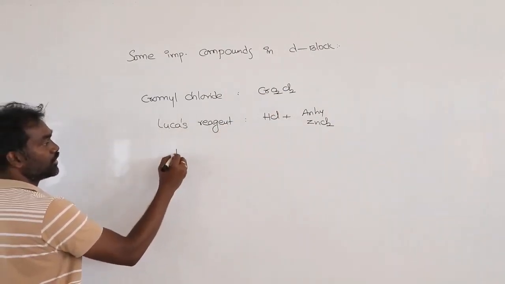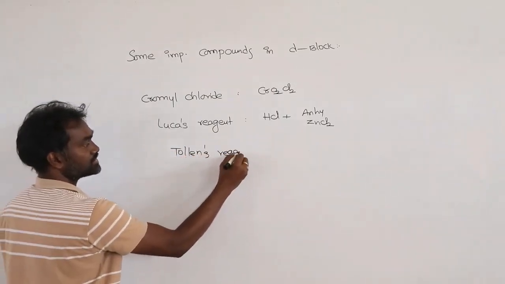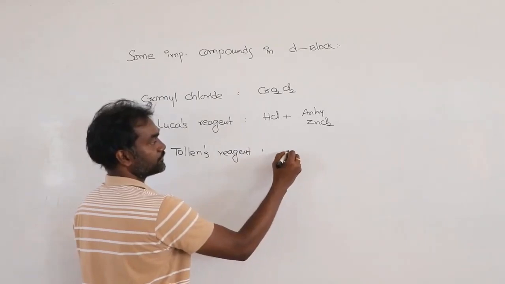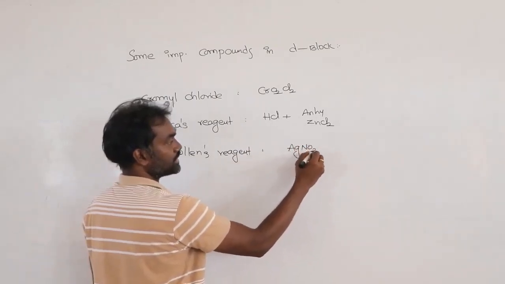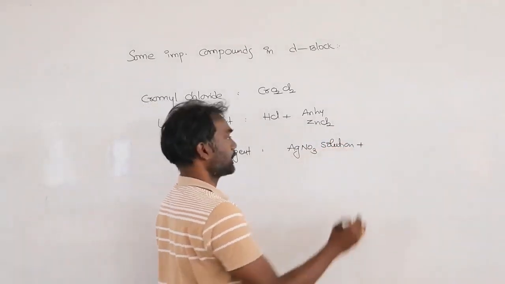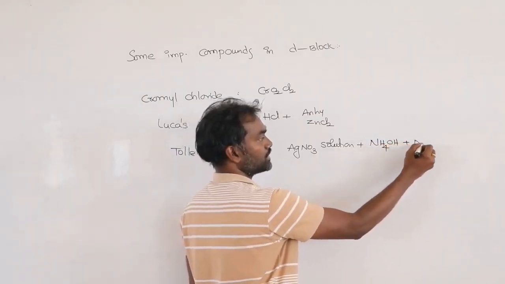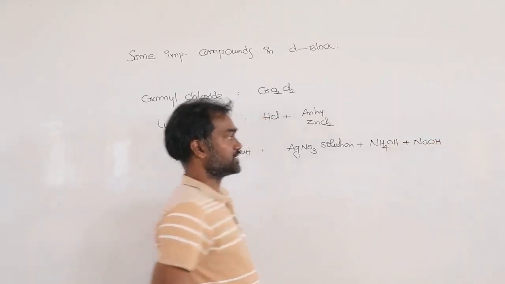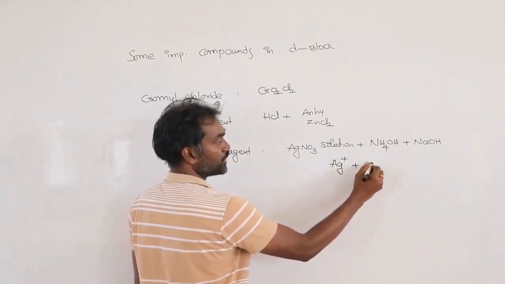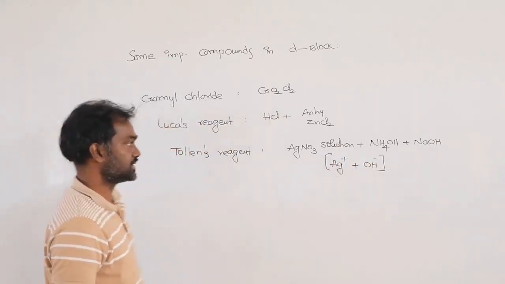Next, Tollens reagent. So in organic chemistry, this is a famous Tollens reagent. That is ammoniacal silver nitrate. So silver nitrate, AgNO3 solution, plus ammonium hydroxide, with a little amount of NaOH combination. So simply they can tell Ag plus OH minus. So this combination we call as a Tollens reagent.